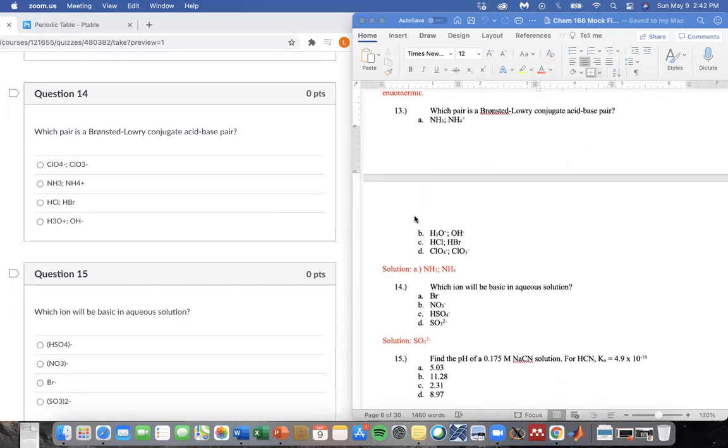So then 13 was just identifying the Bronsted-Lowry conjugate acid-base pair. So hopefully this wasn't too difficult. It would be NH3, NH4 plus.